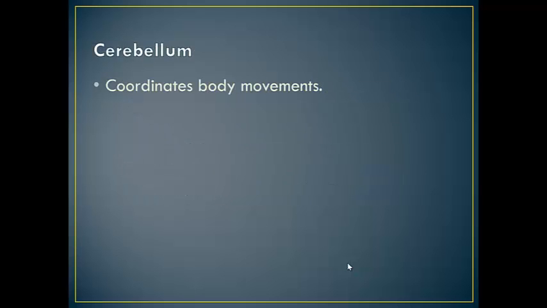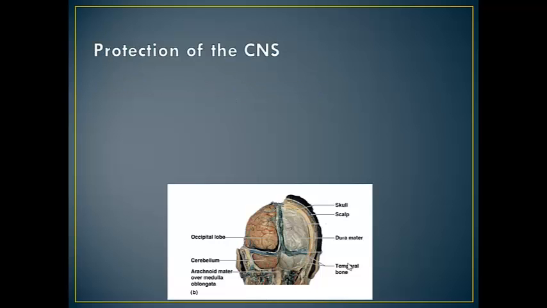Now the cerebellum, or what we call the little brain, kind of looks like cauliflower hanging out on the back of your cerebrum, and the cerebellum is what coordinates body movements. So a lot of that fine and coarse and crude body movements that you have, a lot of it is controlled by that cerebellum.